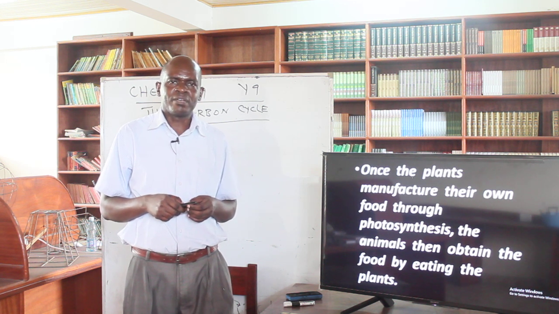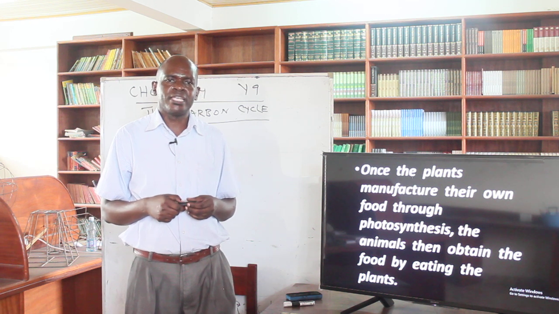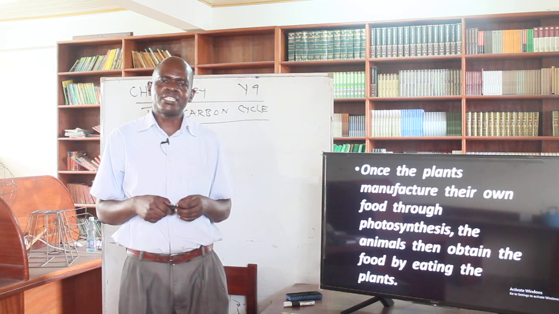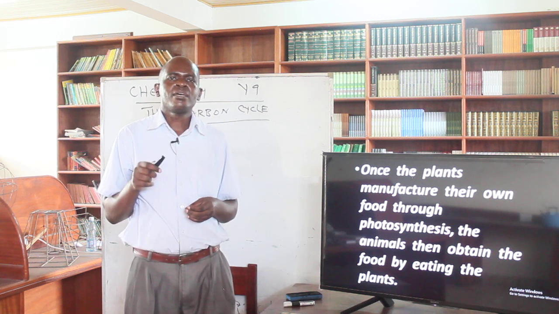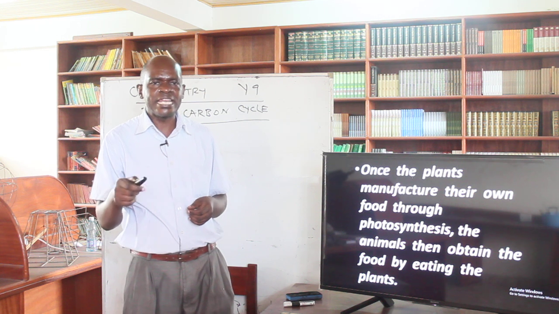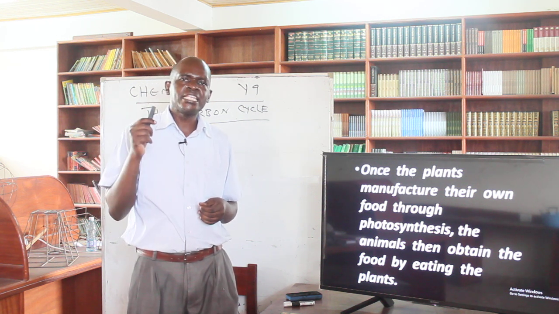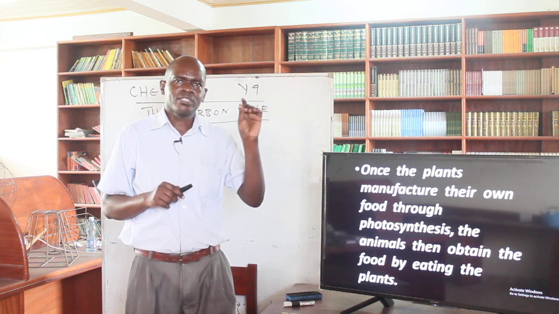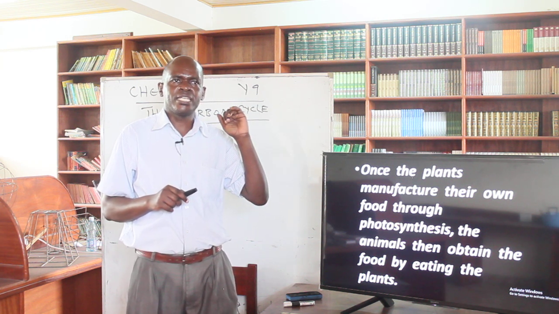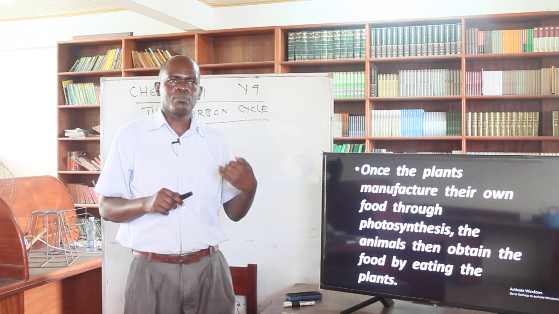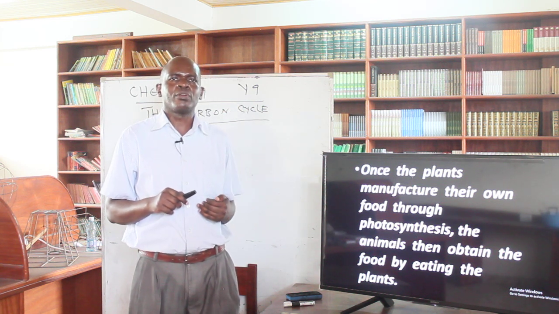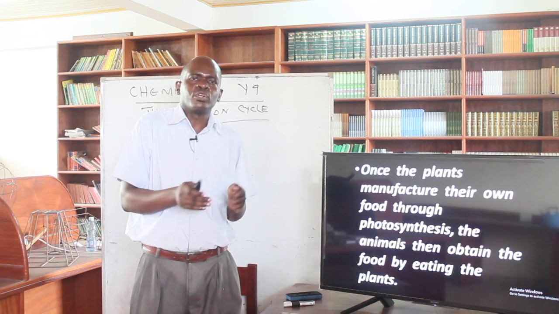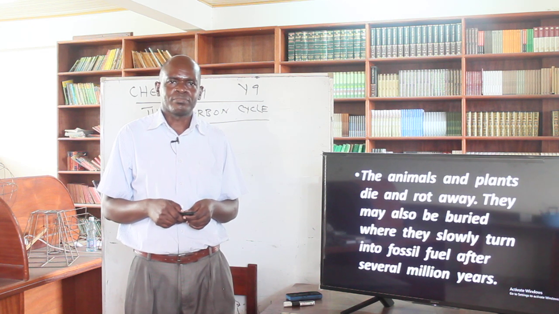Now, once the plants manufacture their own food through photosynthesis, the animals will then obtain the food by eating the plants. And remember, these plants are the carriers. They contain the carbon that we are talking about. So plants got the carbon from carbon dioxide, have carried out photosynthesis, prepared the food containing the carbon, then the animals are feeding on this particular food which also has the carbon.